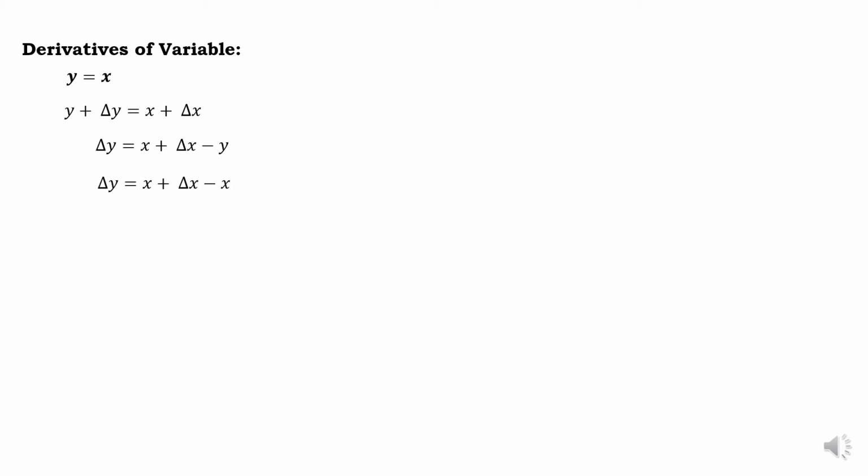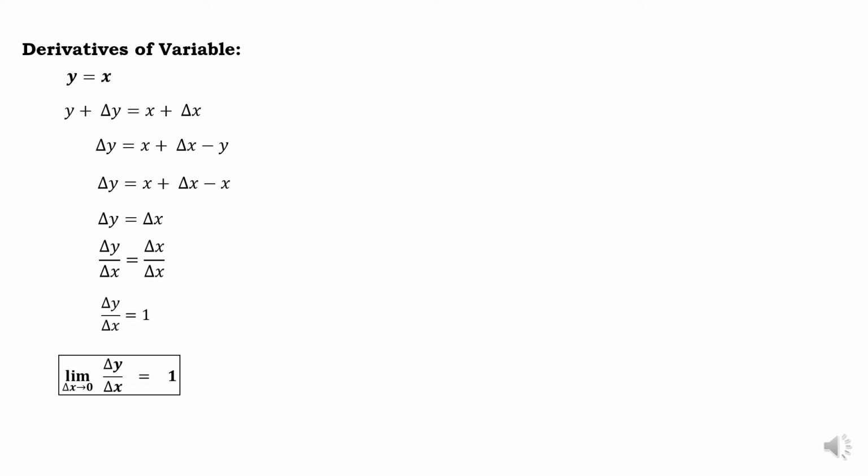Substitute the value of y which is equal to x and then combine similar terms, therefore the value of increment of y is equal to increment of x. Next, divide the entire equation by increment of x, so therefore we now have the ratio of increment of y over increment of x is equal to increment of x over increment of x which is equal to 1. Establish the limit as change in x approaches 0. So therefore the limit of change in y over change in x as change in x approaches 0 is equal to 1. So therefore, the derivative of any variable is equal to 1.